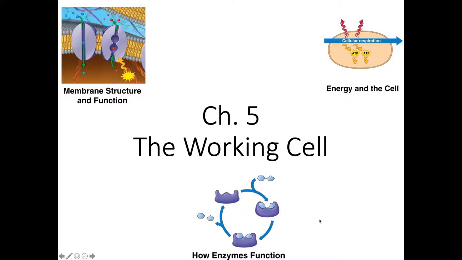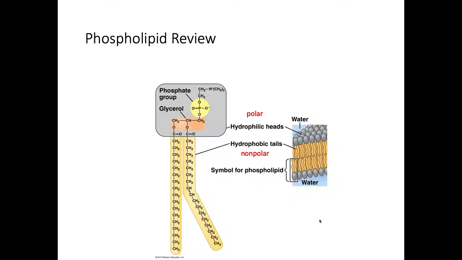Today we are going to cover chapter 5, which is the working cell. But before we do so, let's have a little review on the plasma membrane. So we know that the major component of a plasma membrane are phospholipids. And then these phospholipids are a type of fat.